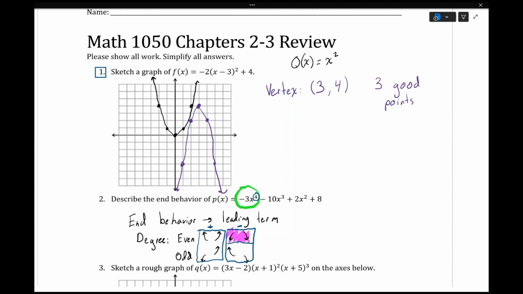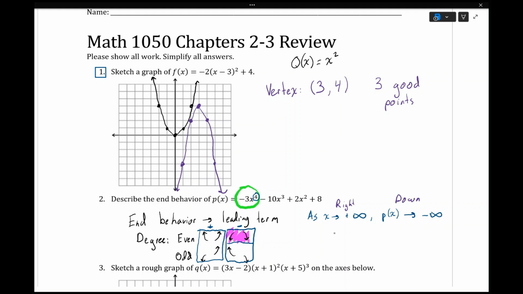But we want to write that in a formal way. The formal way we write that is as x goes to positive infinity, or in other words, as I look on the right side of the graph, the y values of the polynomial are going to negative infinity. So to write this in less formal terms, this means on the right, I'm going down in the long run.